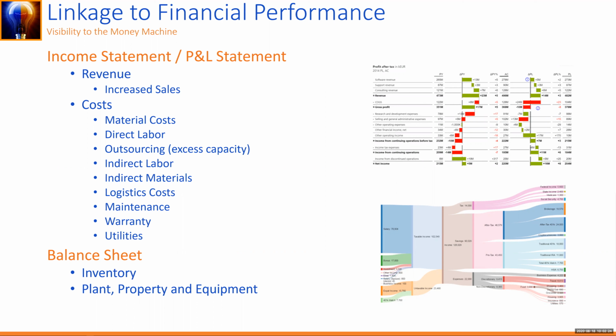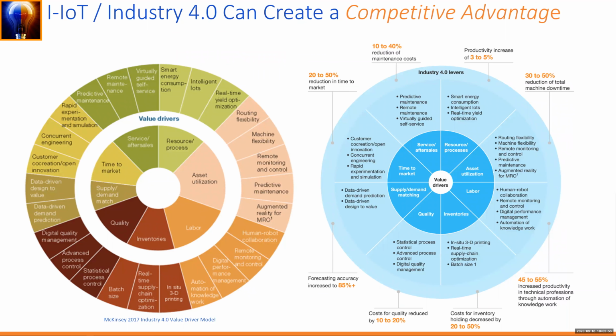You can reduce your outsourcing if you have material that you're having a subcontractor build for you. Your indirect labor, your indirect materials can go down. Your logistics costs, expediting and so forth, maintenance, warranty, utilities, all of them can be impacted if you're running your equipment more effectively and more predictably. In addition to that, you can also reduce your inventory and you can spend less on your plant property and equipment. So OEE is very important.